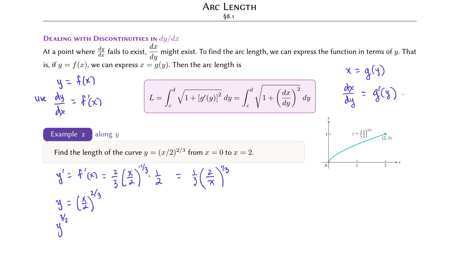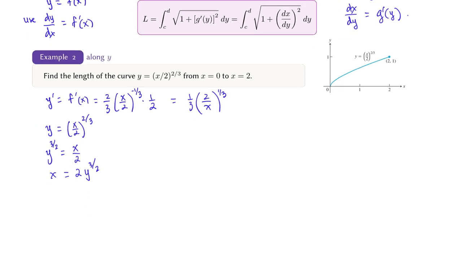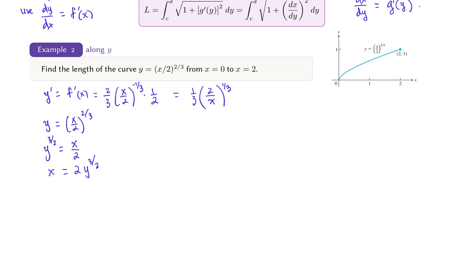Isolate x: raise both sides of the equation to the 3/2 power. We obtain x equal to 2 y to the 3/2. Then dx with respect to y, dx/dy, is 2 times 3/2 times y to the 1/2, which simplifies to 3 square root of y. This derivative is defined on the corresponding interval y equals 0 to y equals 1.